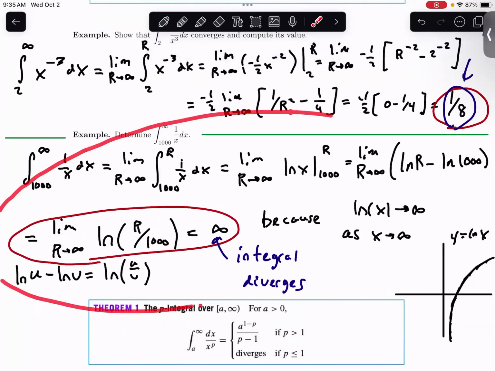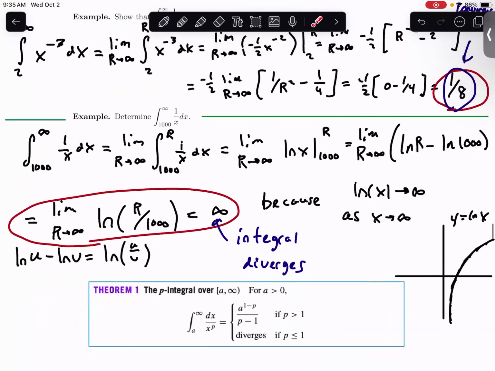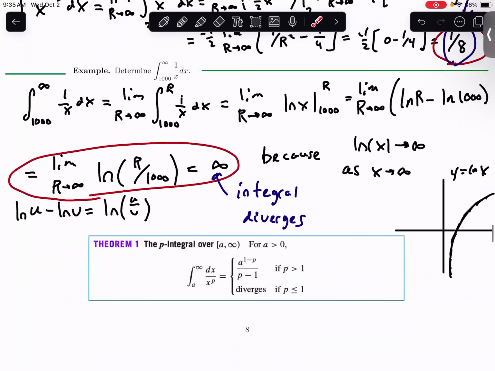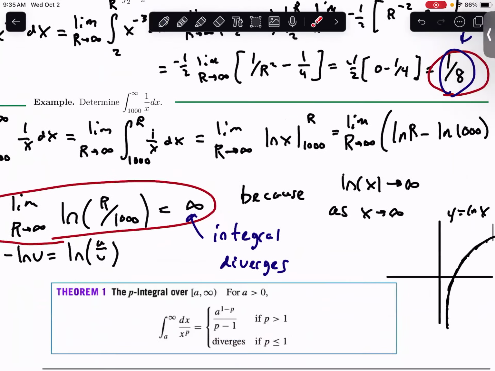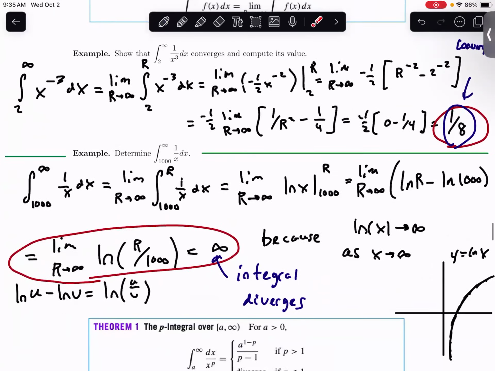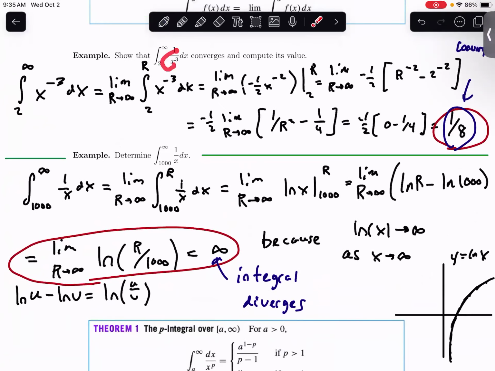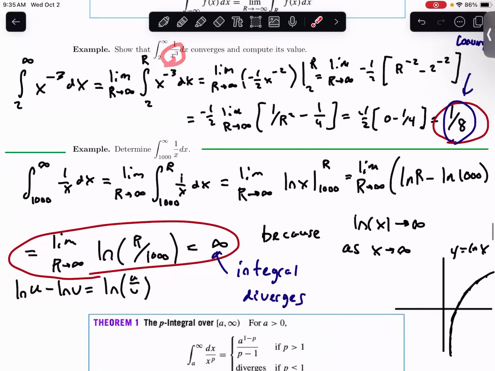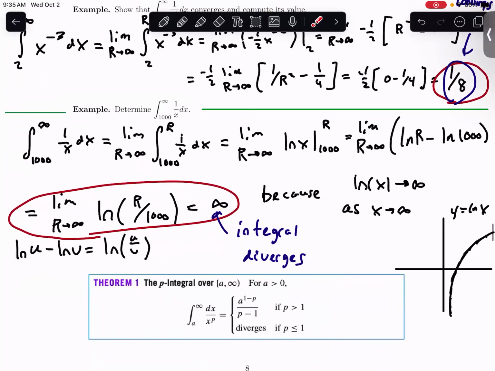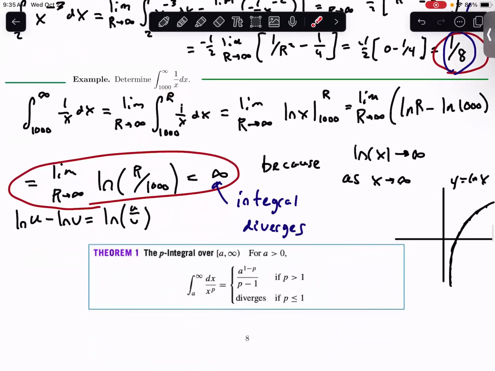Okay, any questions about this example? Okay, and so we kind of showed something, but we didn't really prove it in generality. But you can observe a trend between these two examples. When we had a power of x in the denominator that was greater than 1, we ended up getting an integral that converged. But when we computed an integral where the power of x was less than or equal to 1, in this case equal to 1, we ended up getting something that diverged, right? And so that's generalized by the following theorem.